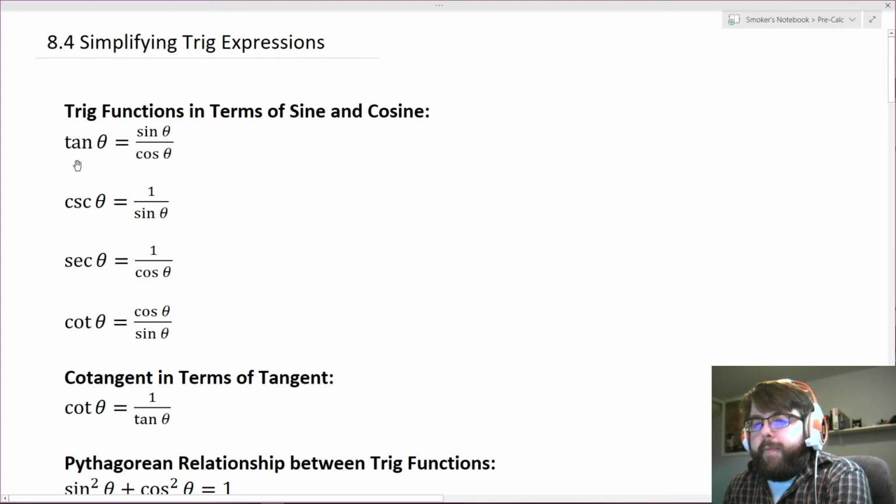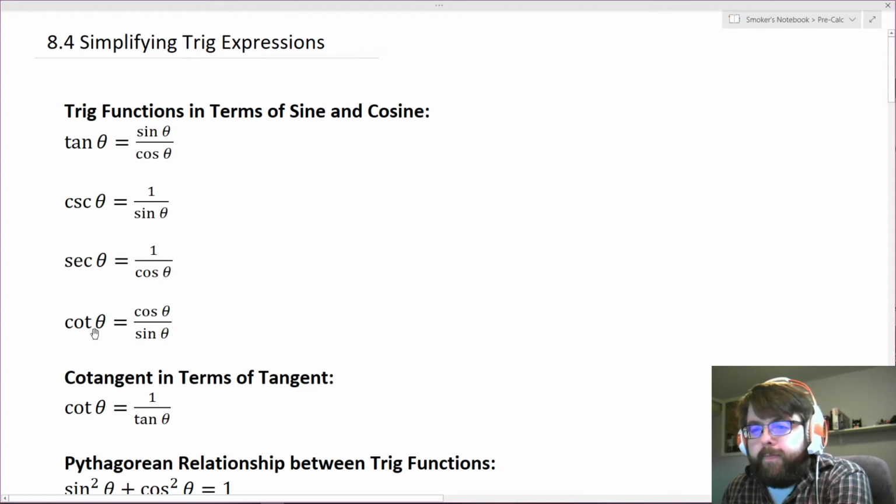So, remember, tangent of theta is equal to sine of theta over cosine of theta. Cosecant theta is equal to 1 over sine of theta. Reciprocals. Secant theta is equal to 1 over cosine theta.